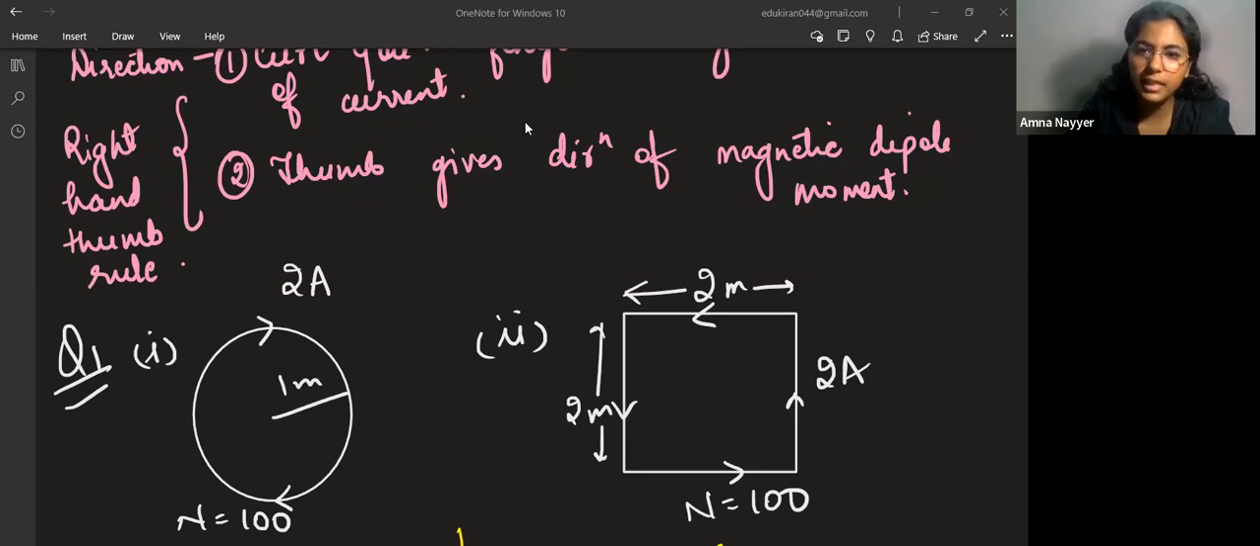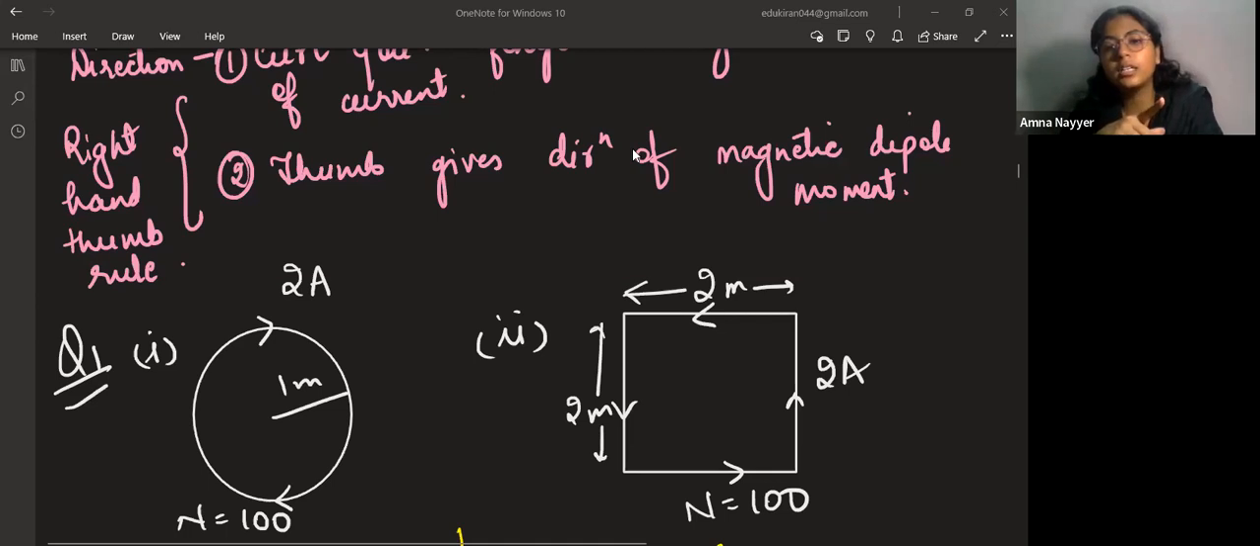Yes, outwards. See, if the current is moving anti-clockwise, it means I have to curl the fingers anti-clockwise. This is how anti-clockwise will appear. Where is the thumb pointing? Thumb is pointing outwards. No, not inwards. Inwards was for the first part. For the first part, this is inwards. For the second part, this will be outwards. See why? Because when you are curling the fingers, the thumb is pointing outwards.